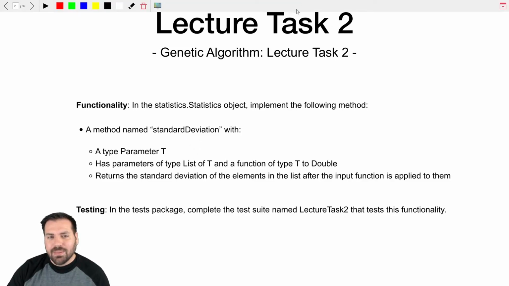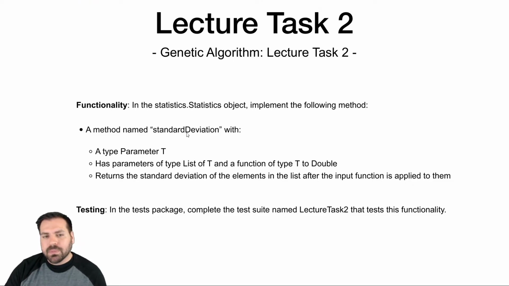That's cool too. But once you get lecture task 1 done, this is the same setup as those, except now you're computing standard deviation instead of average. It really follows the first part of lecture task 1. So compute the standard deviation. You have a type parameter t. You have a list of things of type t. You have a function that takes things of type t and turns them into doubles, and you want to compute the standard deviation of those doubles.